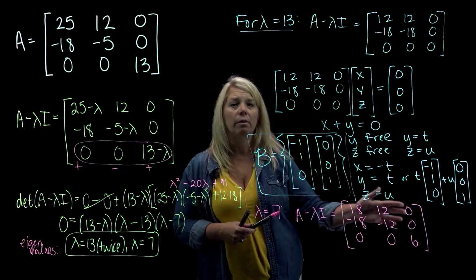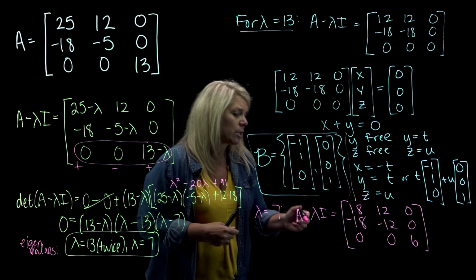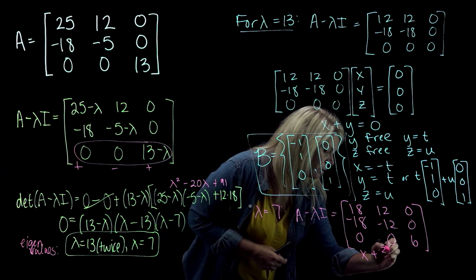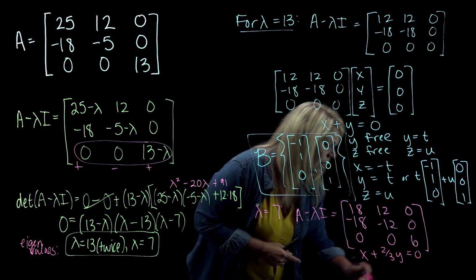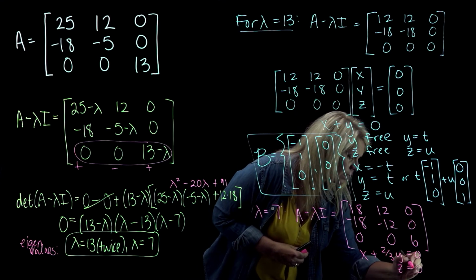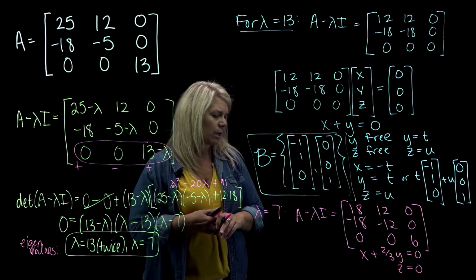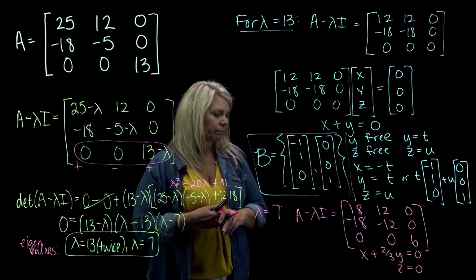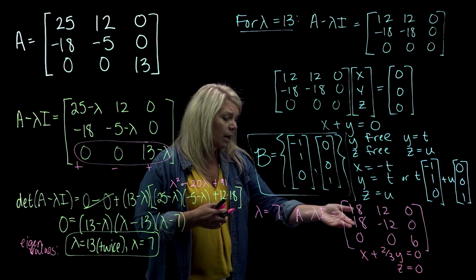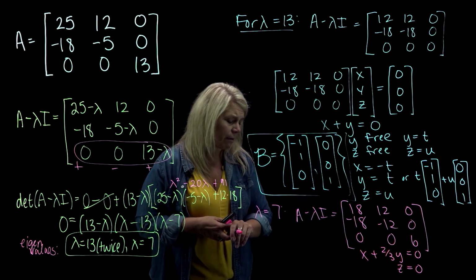You can also use the reduced row echelon form of this matrix. If you do, you will get x plus 2/3 y equals 0. You'll get another equation that is z equals 0. And then the third equation will drop out, so the last row of the matrix will be all zeros. So here you really just have one free variable. Z is fixed to be 0. Y is a free variable.